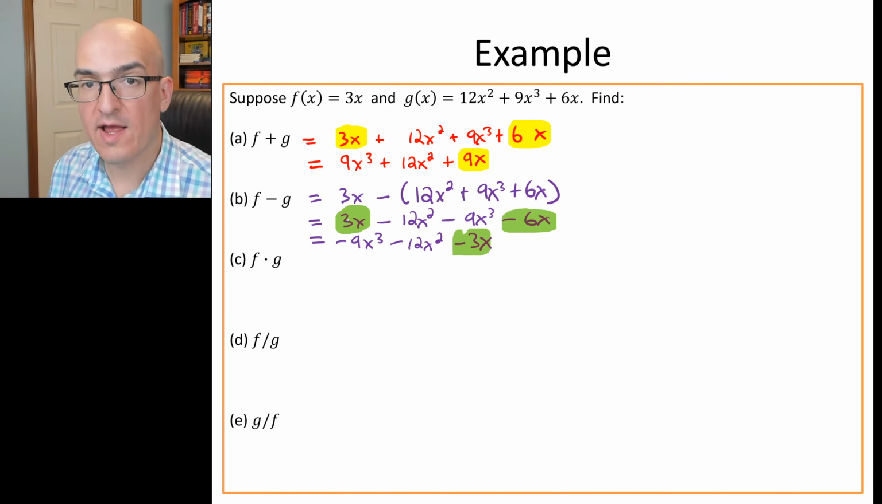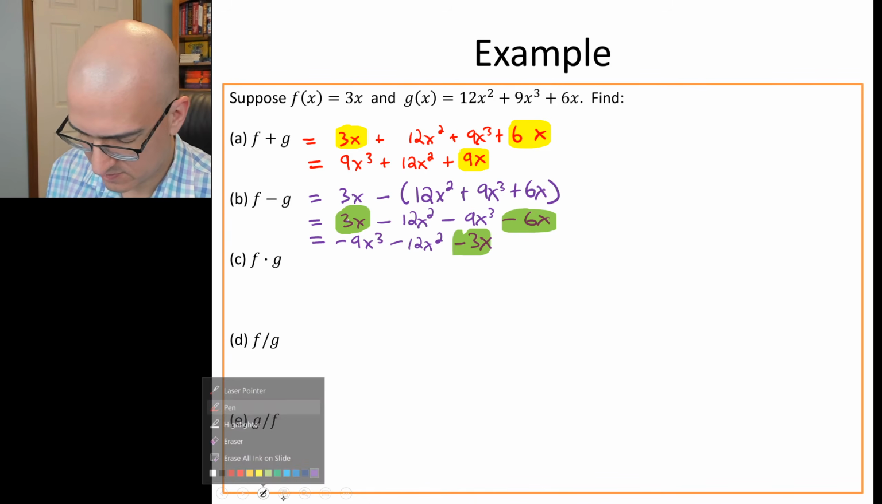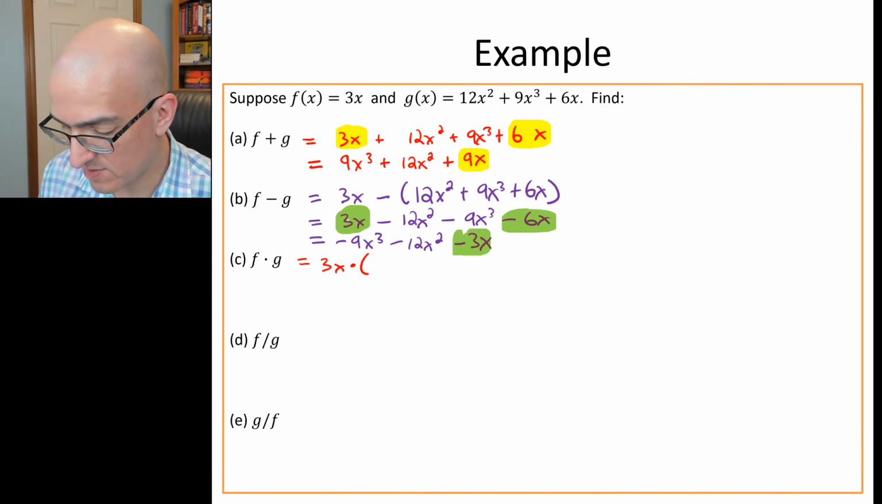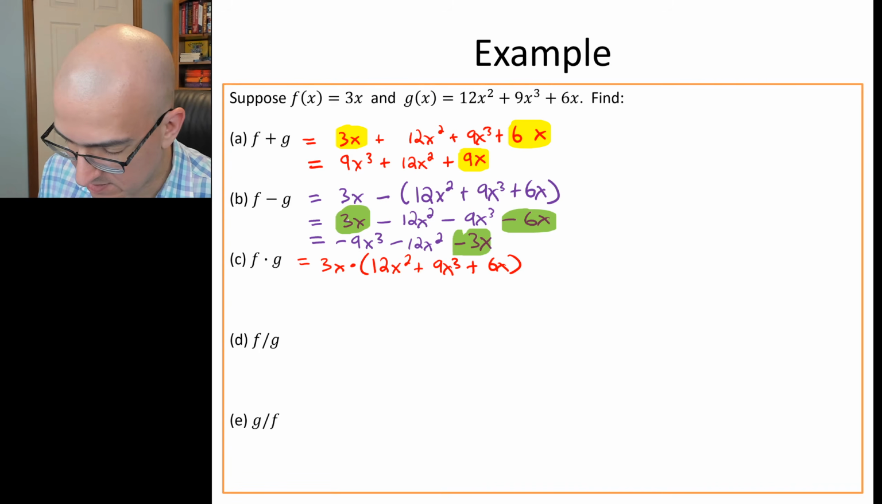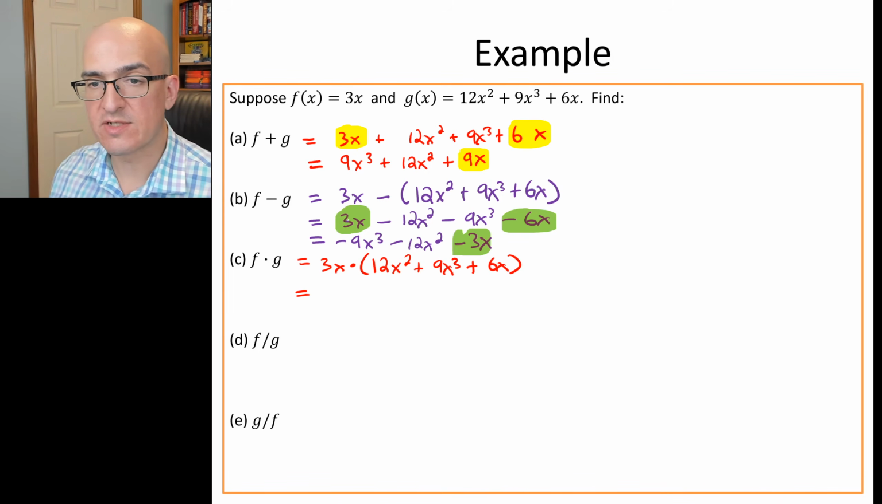Okay, next one, f times g. So that dot means multiplication. So that's 3x multiplied by, well, I better put the whole thing in brackets again, so I multiply every single piece: 12x squared plus 9x cubed plus 6x. And we're going to expand that, since it's multiplying by every single piece that's in there.